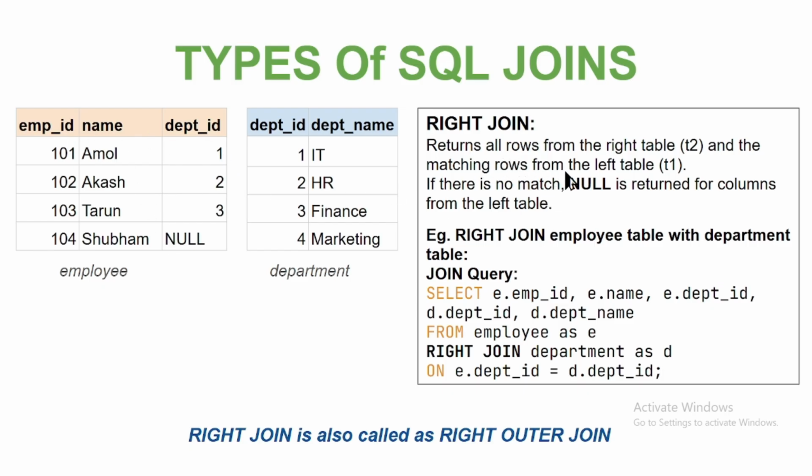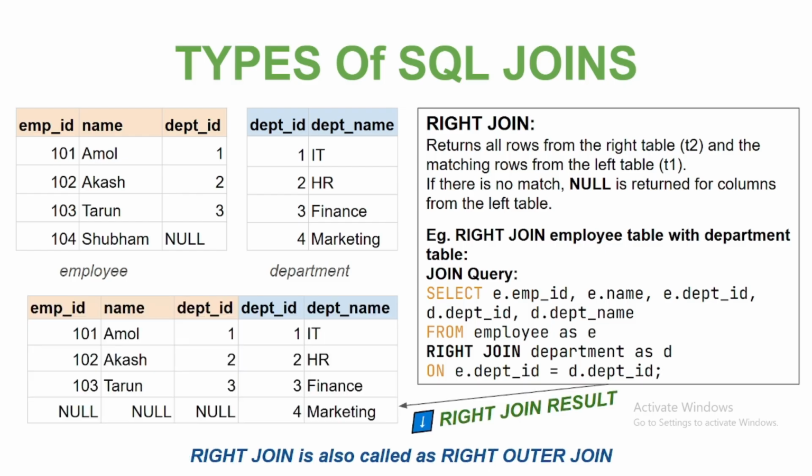And similarly we write the join query. Select column names from both of the tables, then from employee table as E, right join department as D, and then on the basis of which condition we are forming the join: E dot department ID is equal to D dot department ID. Right join is also called a right outer join, guys, but the outer keyword is not mandatory, so we can write just right join. Then see the result of this right join.